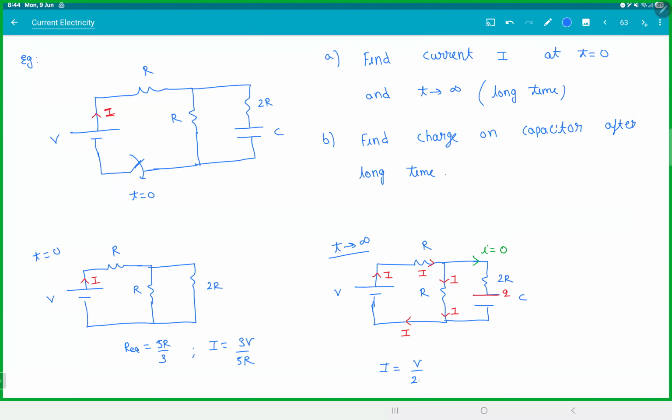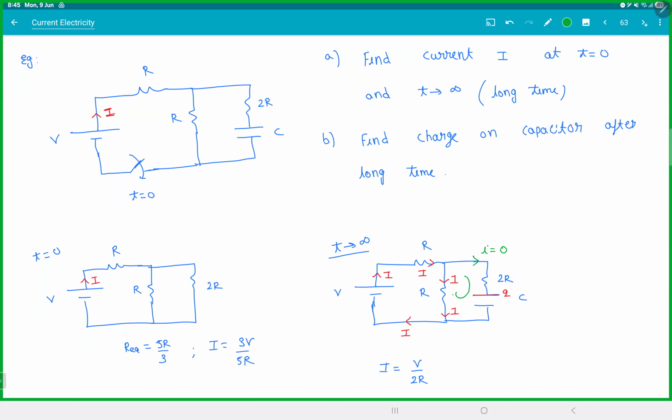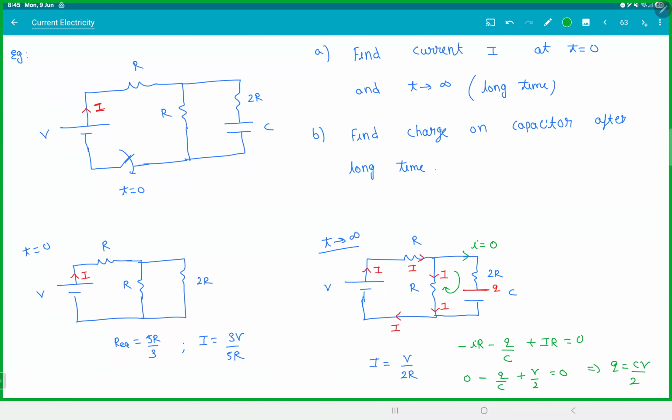So I is equal to V by 2R. Whenever they ask you to find the charge on a capacitor, generally apply Kirchhoff's loop law. Going through the capacitor: minus iR, minus Q by C, plus capital IR. Small i is 0, so Q by C equals V by 2. So Q is equal to CV by 2. That's your final charge on the capacitor. So at infinity, the capacitor's final charge is CV by 2, and there is no current in that branch.